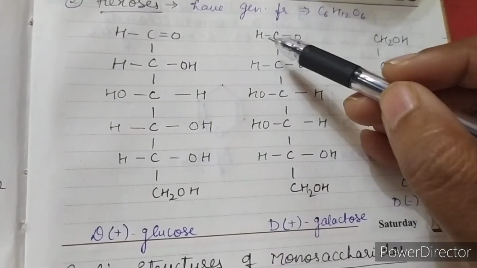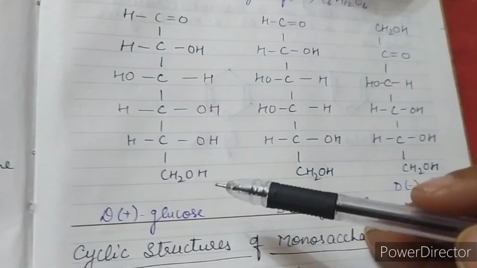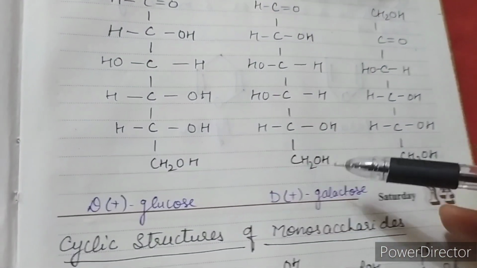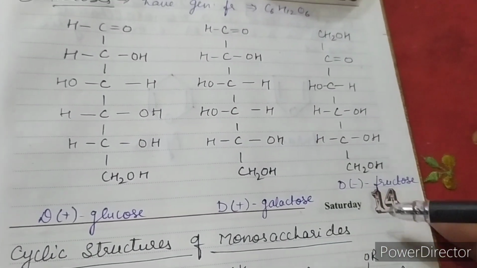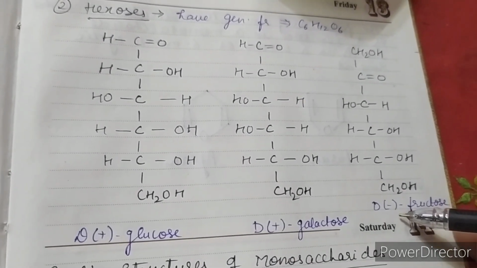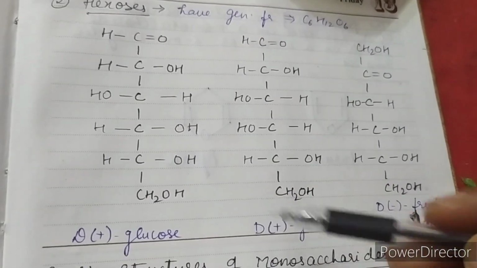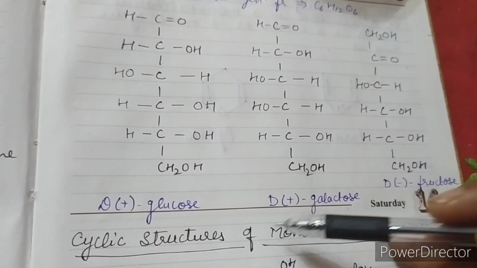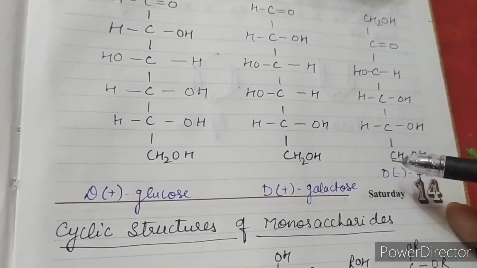Now next, the classification is of hexoses. You can see hexoses have general formula C6H12O6, and I have shown you 3 common hexoses here, the structures of D-glucose, D-galactose and D-fructose. Along with the carbon atoms, they are shown here with their configurations as well as whether they are levorotatory or dextrorotatory.